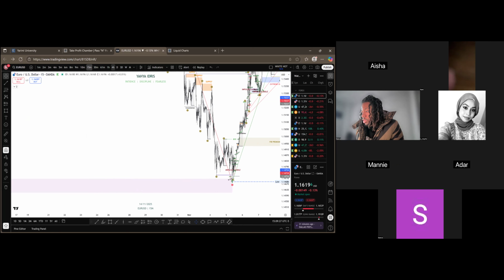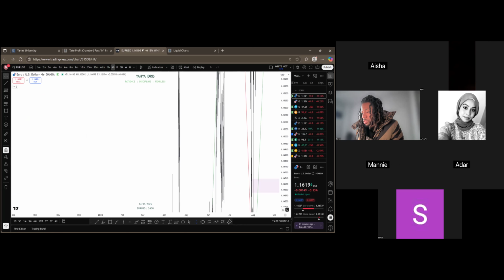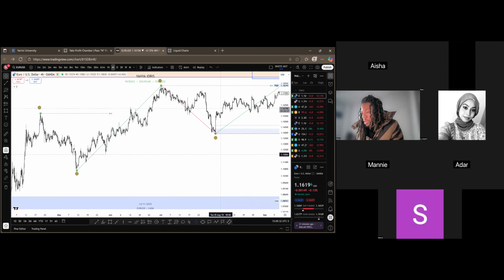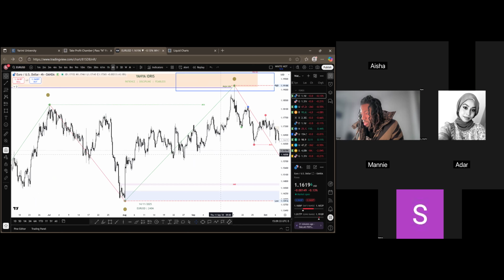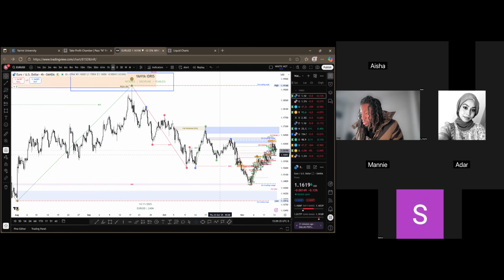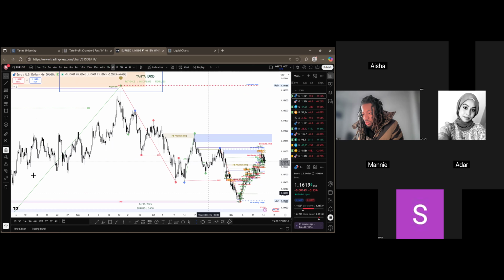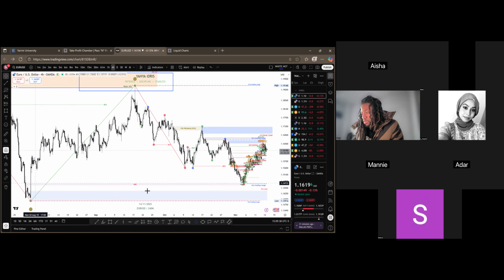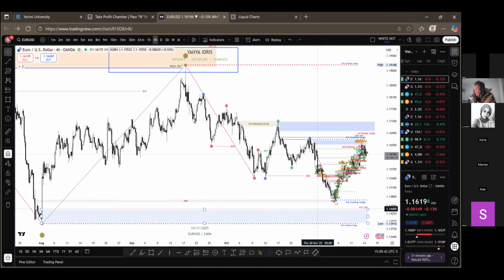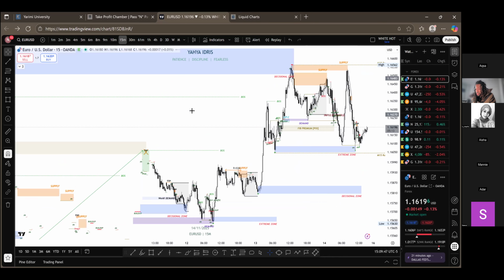So from the 4-hour, we know that we had this imbalance. It was much bigger than that, but I like to refine my imbalances as price continues to go deeper into it. I just resize it. So it was from here to here, obviously. But then as price kept going lower and lower, I resized it to make it smaller. But let me go closer to the price action.